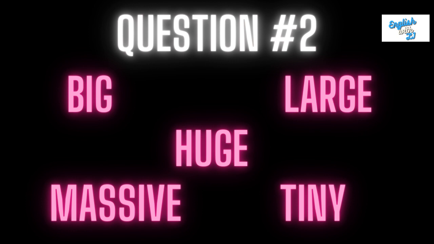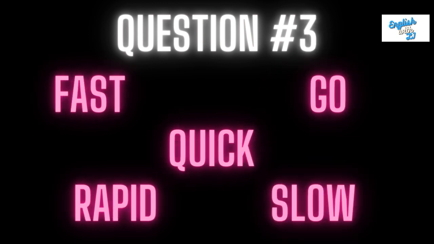Question 2. Big, large, huge, massive, tiny. And the odd word out there is tiny. Question 3. Fast, go, quick, rapid, slow. The odd word out there is go. This one is actually quite a tricky one, so figure out if you can understand why go is the incorrect word.